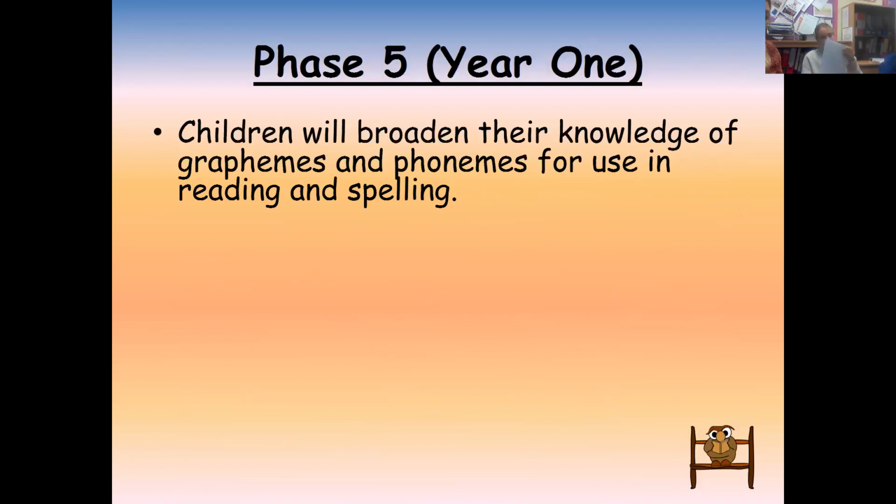Okay, so in phase 5, this is into year 1, children will begin to broaden their knowledge of graphemes, the spelling choices, and the phonemes, the sounds, they use in reading and spelling. They will learn new graphemes, those spelling choices, and alternative pronunciations for those as well.